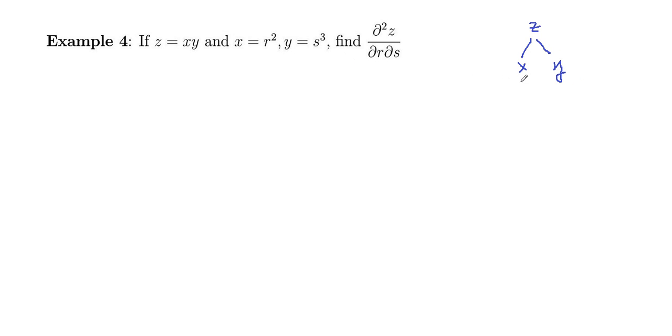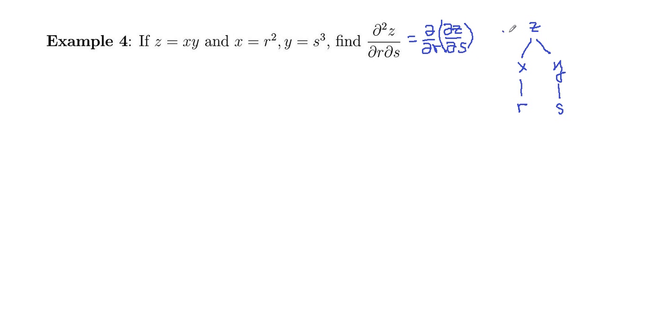x depends on r only. It's r squared, and y depends on s only. It's s cubed. And then we want d²z dr ds. So this is saying take dz ds, the partial derivative, and then do the partial with respect to r. So you've got two partials there.